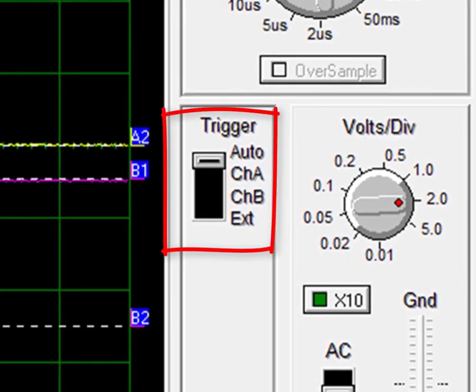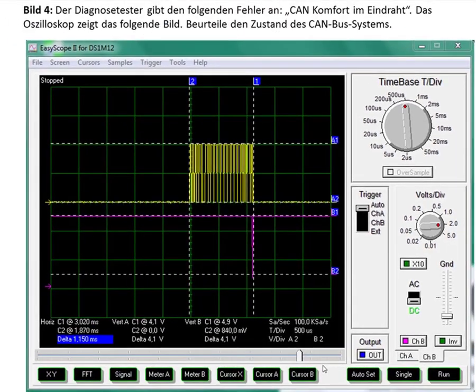The trigger, which is used to get a still image, is configured as automatic. As a car mechatronic, this always makes sense for us. We can see one data package which is tagged in the section of 1 to 2.